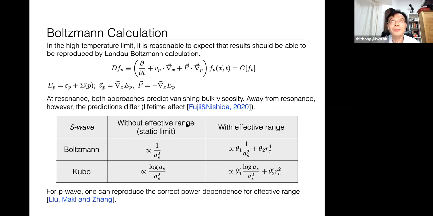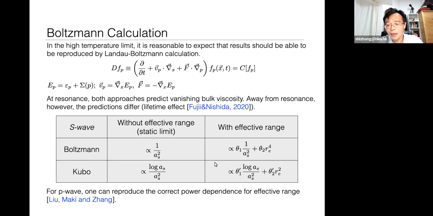And one thing that we find, which we don't know exactly what happened even now, is that in the S wave case, in the P wave case, we can essentially reproduce the terms, dependent terms, how the effective range enters into the bulk viscosity.